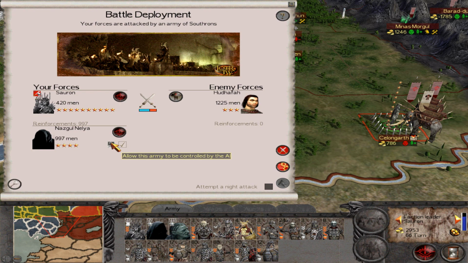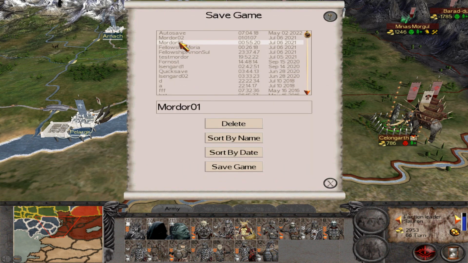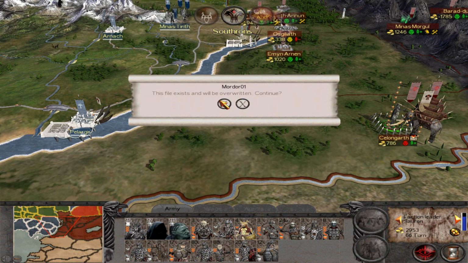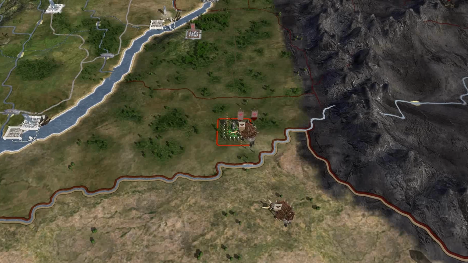Okay. We'll save the game. Mordor 1 will be overwritten. And we will fight the battle on the battle map.